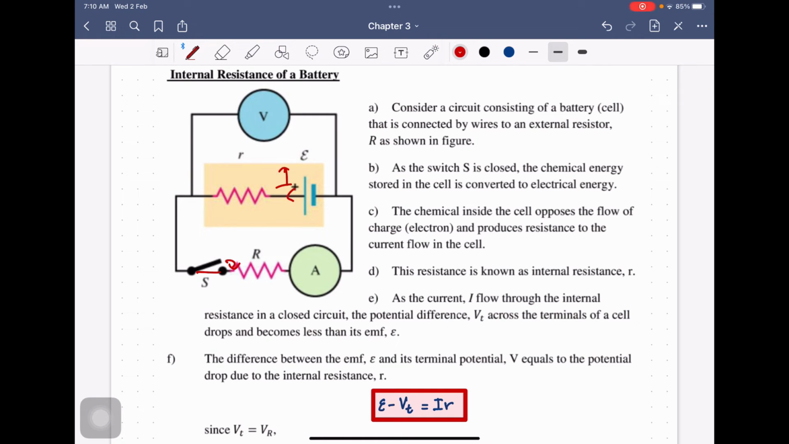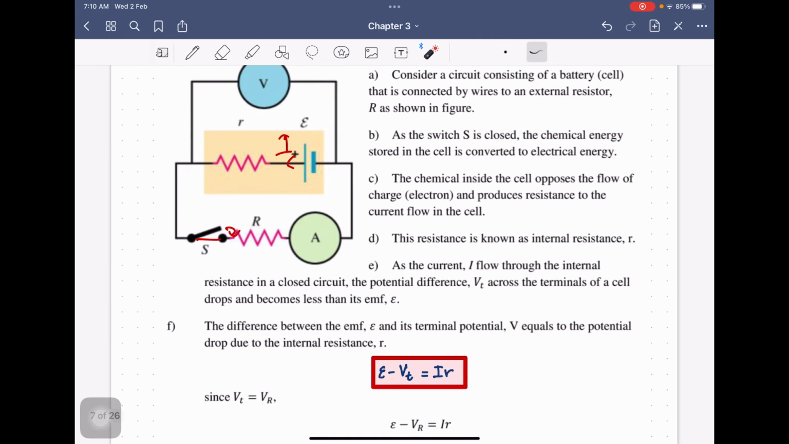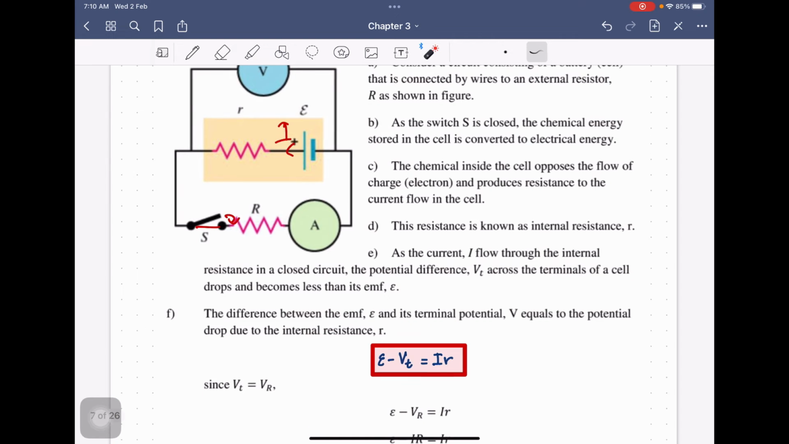Okay, current akan flow, dia lalu mana? Dia lalu internal resistance. So, apa yang berlaku? Terminal voltage across the terminal akan semakin berkurang dan menjadikan nilainya kurang daripada its EMF. The difference between the EMF and its terminal voltage adalah equals to the potential drop due to internal resistance. So kita ada EMF tolak dengan V terminal which is sama dengan potential drop due to internal resistance equal to I darab dengan R.